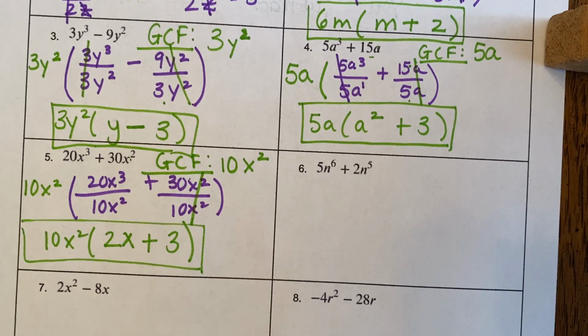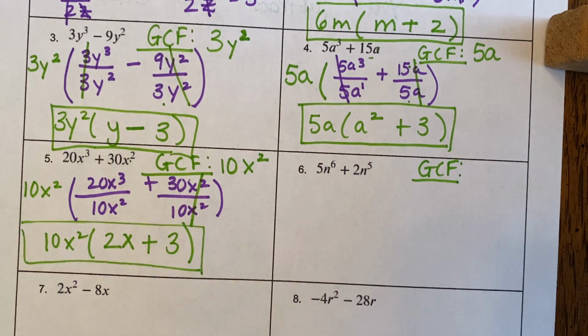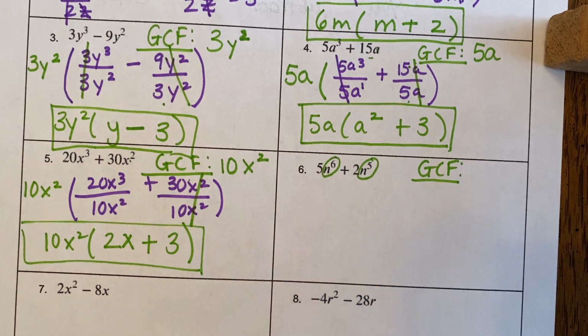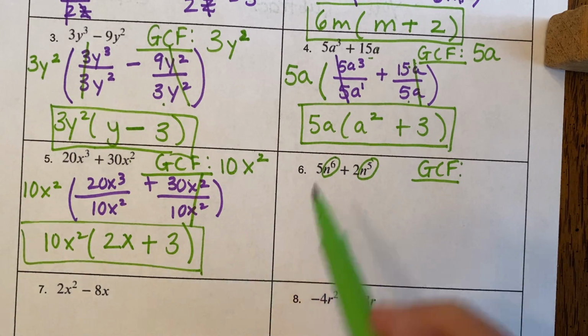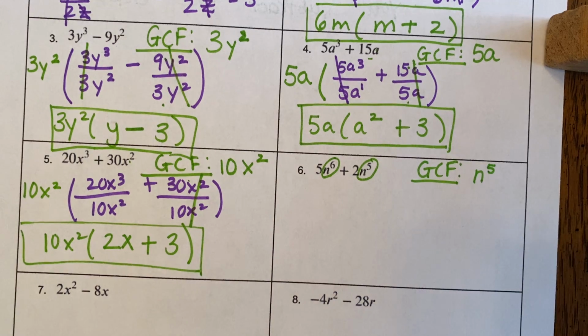All right, my GCF here. So 5 and 2. Nothing factors out with 5 and 2, which is okay. The numbers don't always need to factor out. But we can look at our exponents, our variables, n to the 6th and n to the 5th. So our GCF is going to be n to the 5th, because we can take out 5 n's from each one.